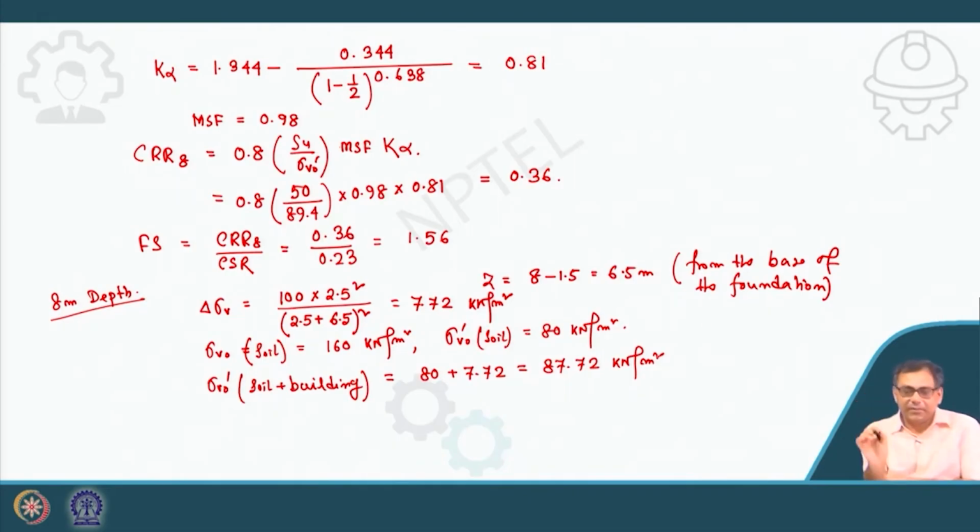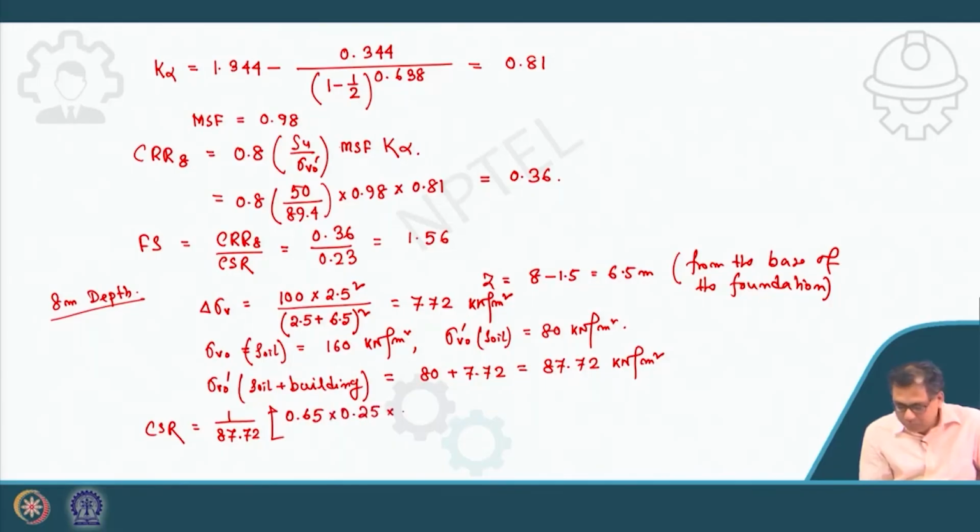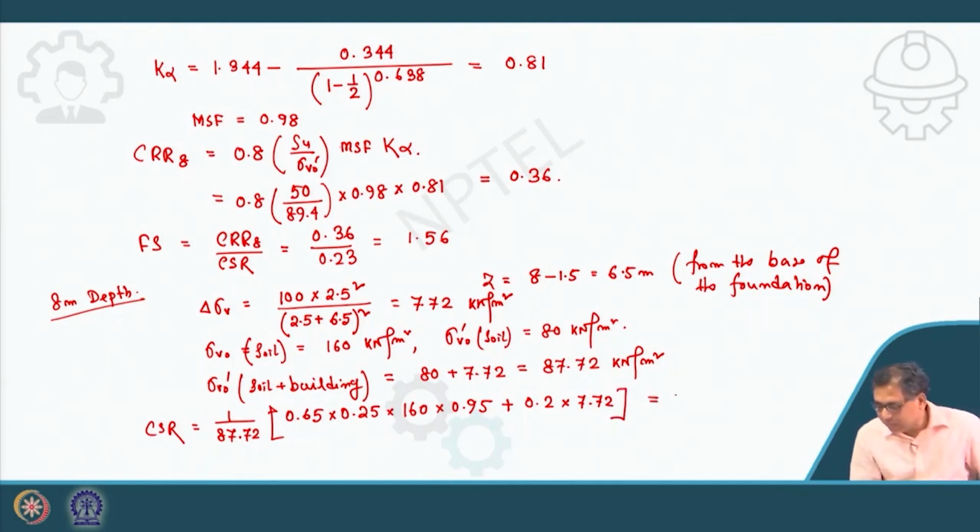Okay. So now the CSR is equal to 1 by 87.72, then 0.65 into 0.25 into 160, that is for soil, into 0.95, because rd was 0.95 at 8 meter depth, plus K value is 0.2 into 7.72, which is the del sigma V. So it is equal to 0.3. So the CSR value is 0.3.